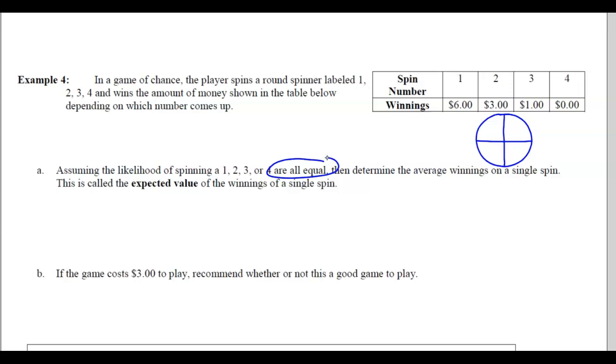So they might try to trick you a little bit, because in a way you're kind of gambling your money and they want to make money, right? In this case, they're all equal. So if there's 4 parts, the probability of spinning a 1 would be 1/4, 1/4, 1/4, 1/4. Okay.